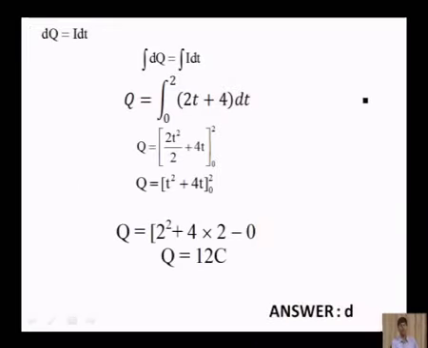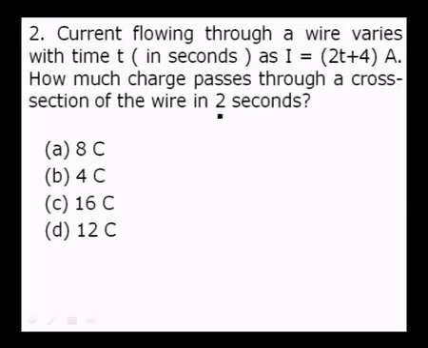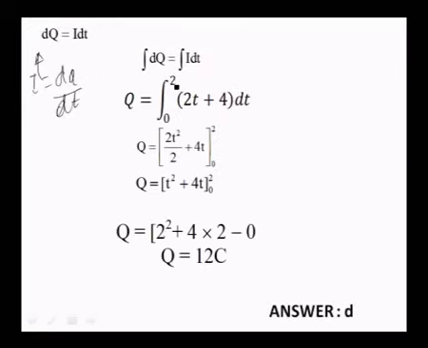We can write current is equal to dq divided by dt. Rearrange the expression, dq is equal to I into dt. So, integrate on both sides. Integration of dq is equal to q. So, integration from 0 to 2. Why I am taking 2 means we are going to calculate the charge for 2 seconds, from 0 to 2 seconds. Therefore, the limit is 0 to 2 seconds.